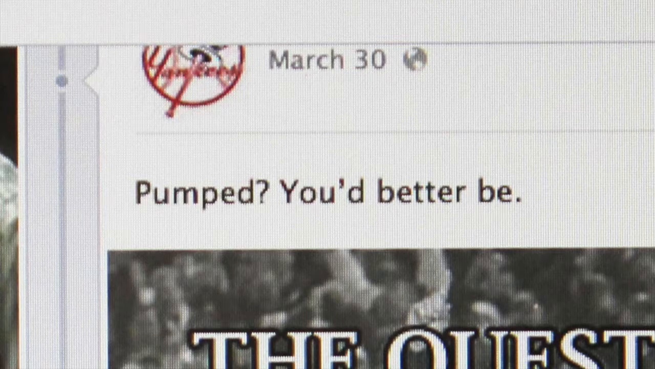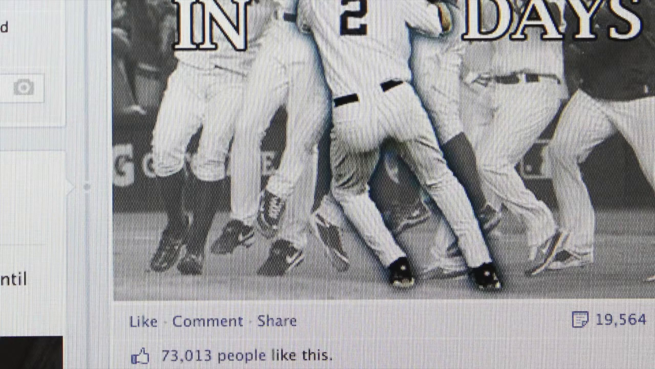Getting people hyped up. So we also see that the image has had over 19,000 comments and over 70,000 likes. So not a bad campaign. I would consider that a successful campaign. This image is a great example of the marketing of sports thrust.